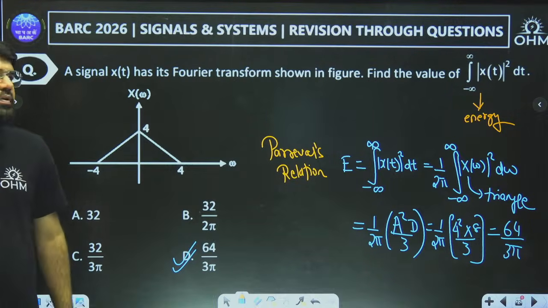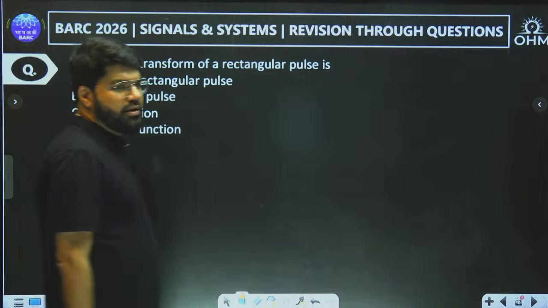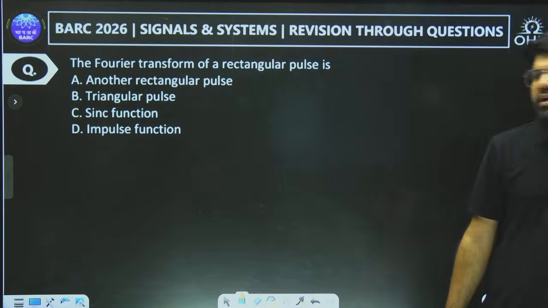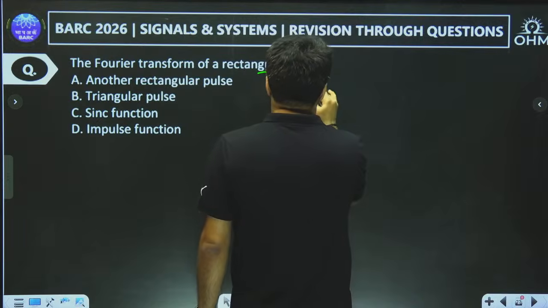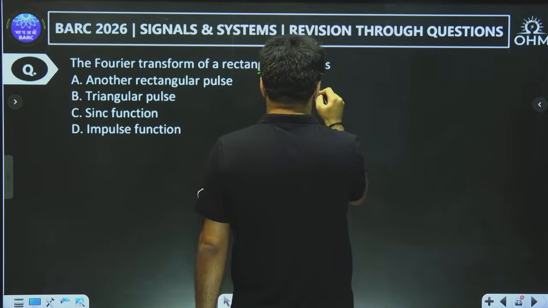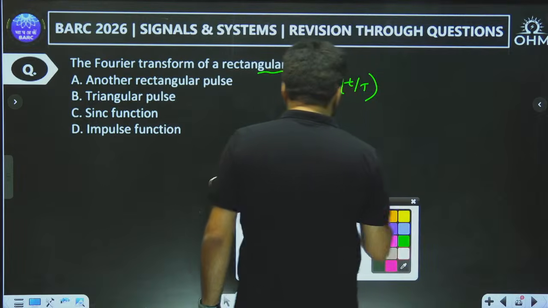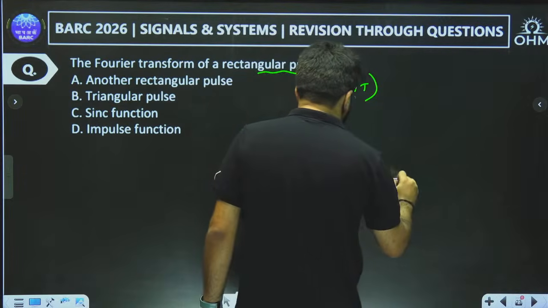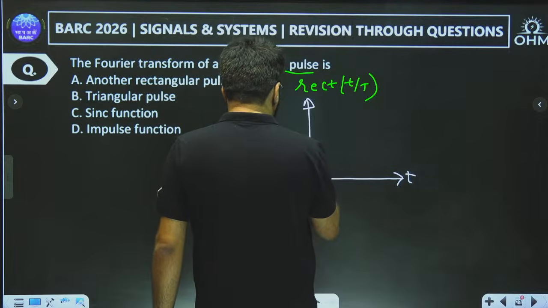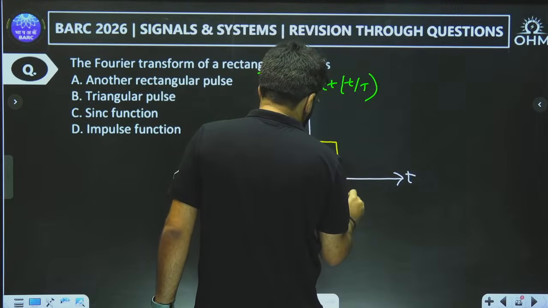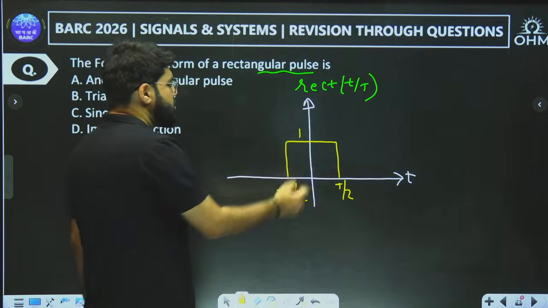Next question. The Fourier transform of a rectangular pulse. Just a statement: what is the Fourier transform of a rectangular pulse? I'll write down the formula also. Normally I define the rectangular pulse as rect(t/T), a standard rectangular pulse, which I take as a symmetric rectangle from minus T by 2 to T by 2. That is a total width of T. Suppose the height is 1.